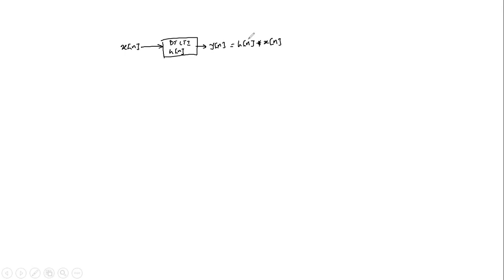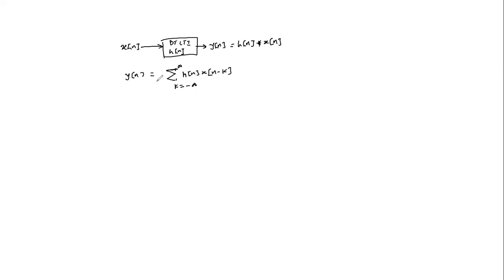Now, the analysis and representation of the system response y of n through the convolution sum is the linear combination of the shifting impulses, defined as the sum of h of k, s of n minus k, for k taking on values from negative infinity to positive infinity.